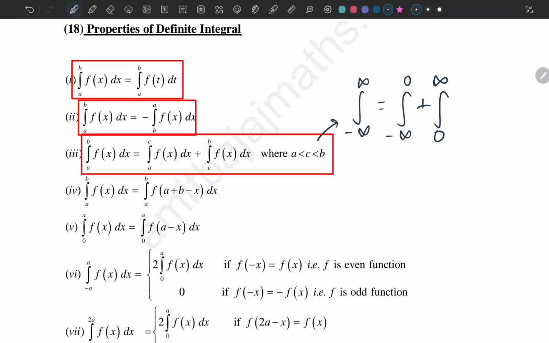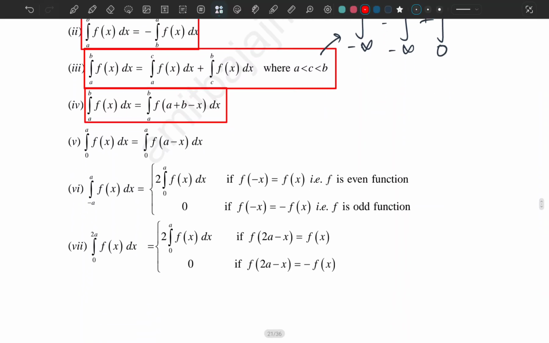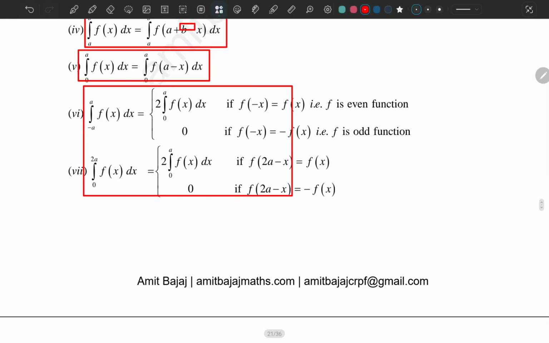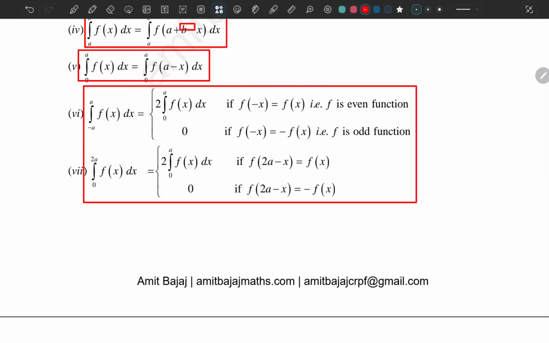Okay, next, again this is very important. The integral from a to b of f of x dx is the integral from a to b of f of the sum of the limits, a plus b minus the variable x. And when you plug in a as 0, then you get this result. So again, this is very important.